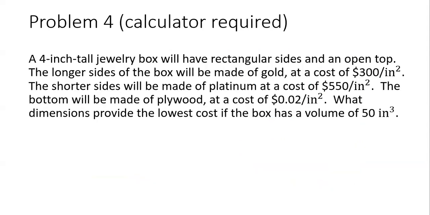All right, last one. A 4-inch tall jewelry box will have rectangular sides and an open top. The longest sides of the box will be made of gold at a cost of $300 per inch squared. The shortest sides will be made of platinum at a cost of $550 per inch squared. The bottom will be made of plywood at a cost of 2 cents per inch squared. What dimensions provide the lowest cost if the box has a volume of 50 inches cubed? Lots of information here, so try to dissect it and solve the problem on your own first.